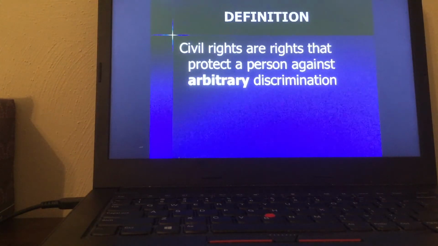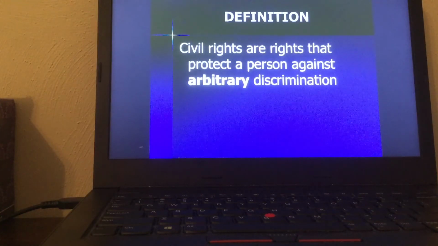And as you can see on the screen, civil rights are rights that protect a person against arbitrary discrimination. So, an example that I use a lot, a law that puts murderers in jail. You go to jail if you commit a murder. That's a discriminatory law. It discriminates against murderers because it treats murderers differently than people who didn't commit murder. So to discriminate means to treat two people differently or two groups of people differently.